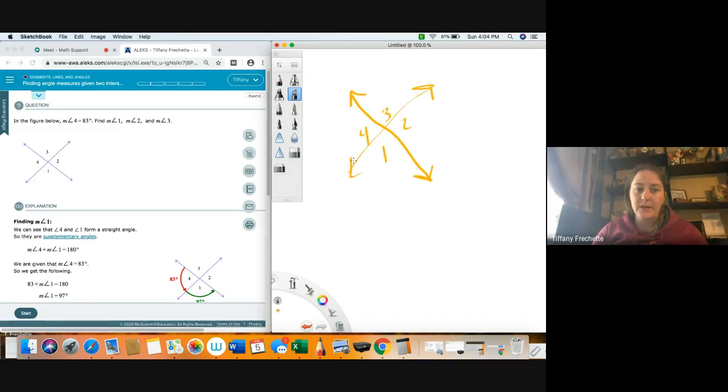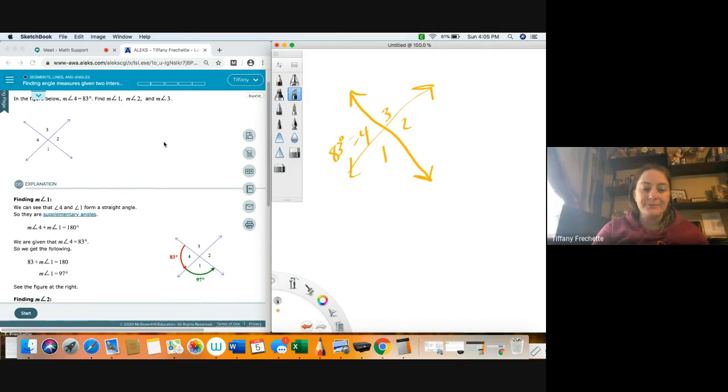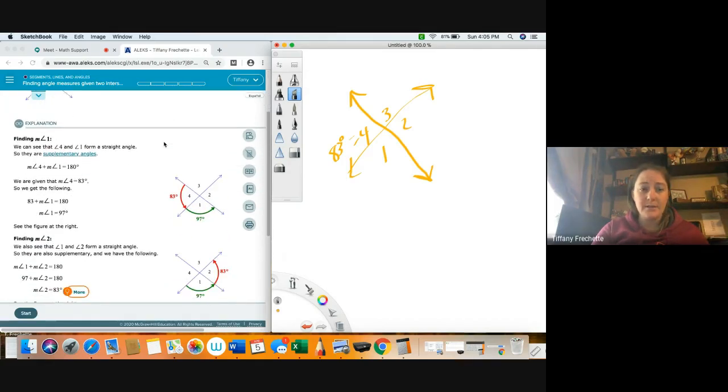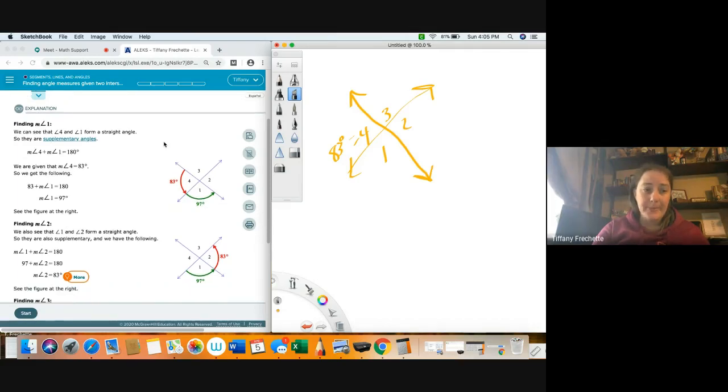So we have angle 4 equals 83 degrees. They're telling us this. So right here in the details, it tells us this. Now it wants us to find angle 1, 2, and 3. So first, we do need to come down here, and we need to get some definitions.